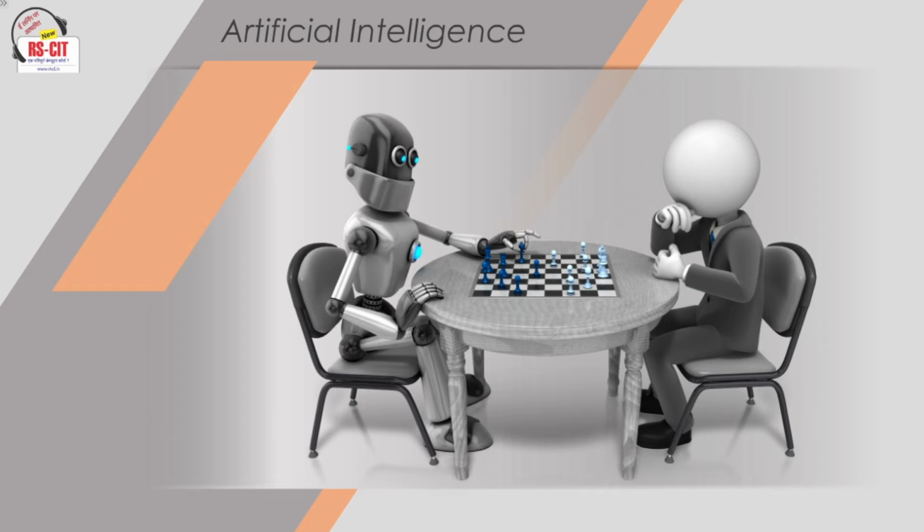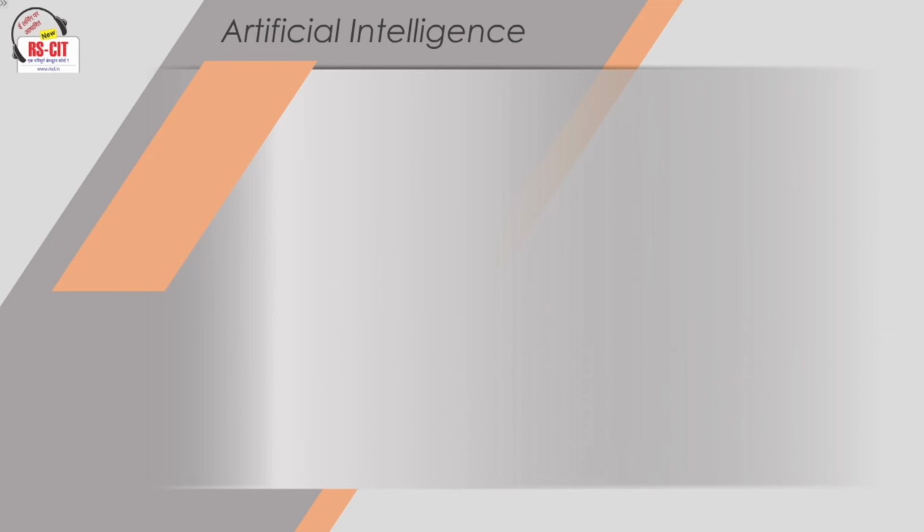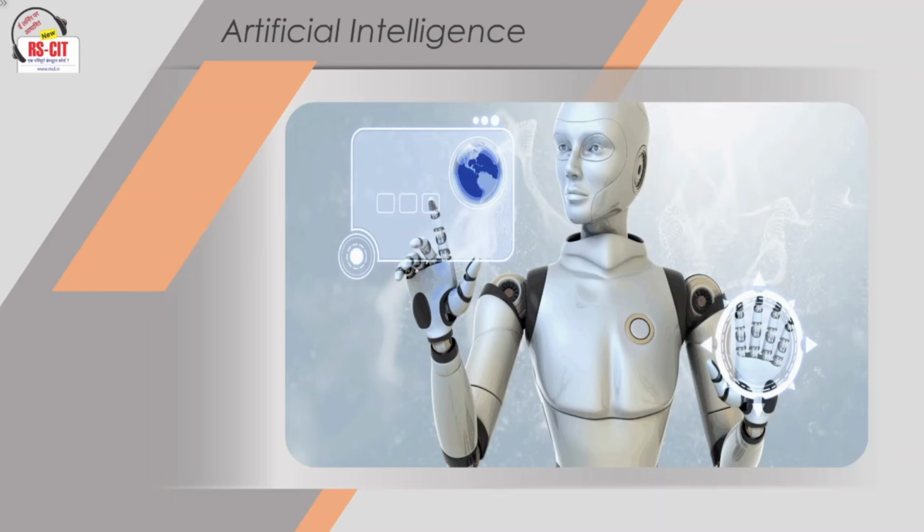Artificial intelligence, defined as the part of computer science concerned with designing systems that exhibit the characteristics associated with human intelligence: understanding language, learning, reasoning, solving problems, etc. For example, robotics, Apple's Siri and Google Now.